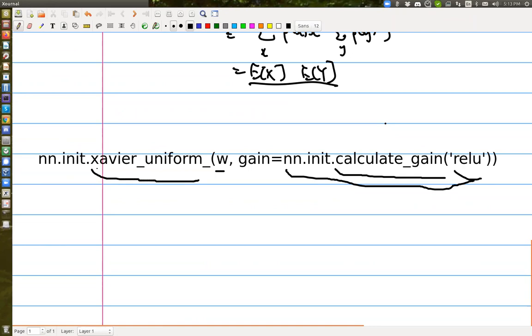For example, if I don't want to use Xavier's, I can use Kaiming's, Kaiming uniform or Kaiming normal. Okay, this is about weight initialization. By the way, you see he has this underscore function here.